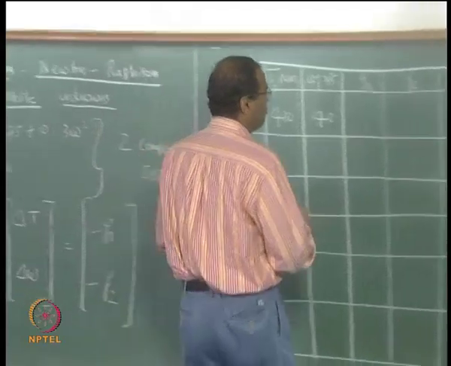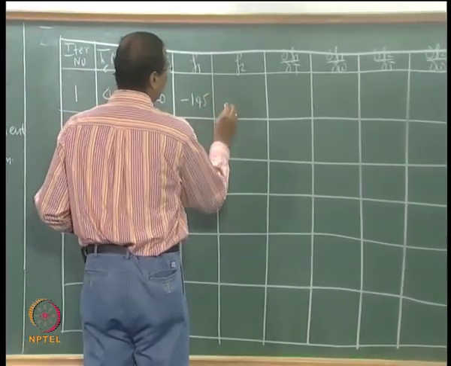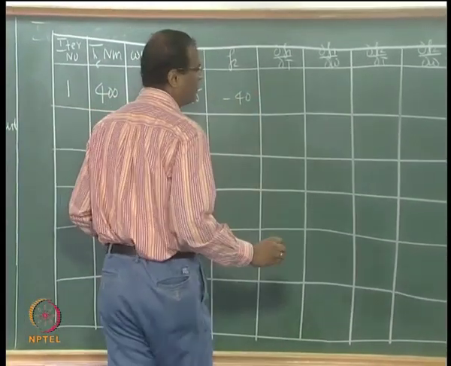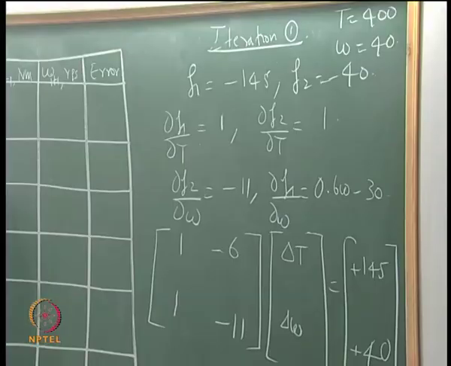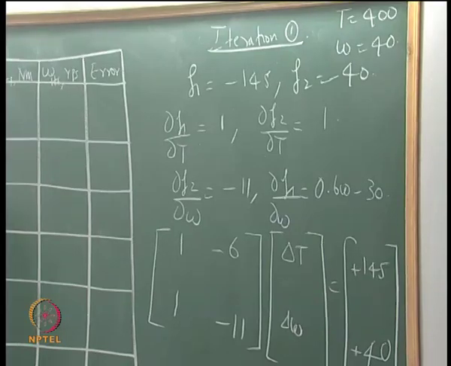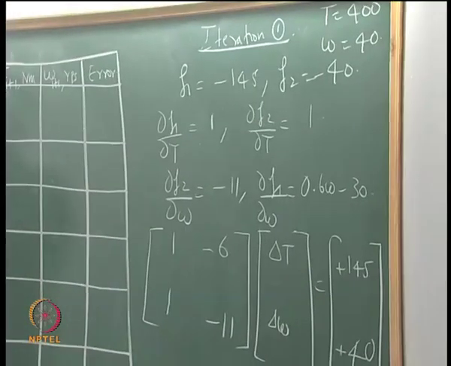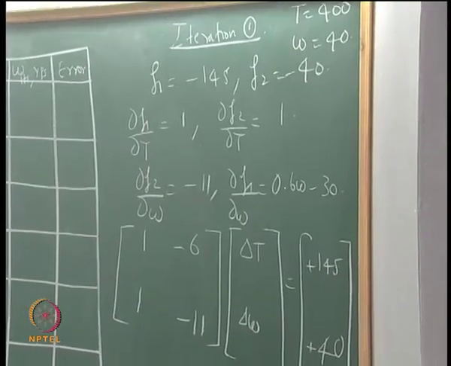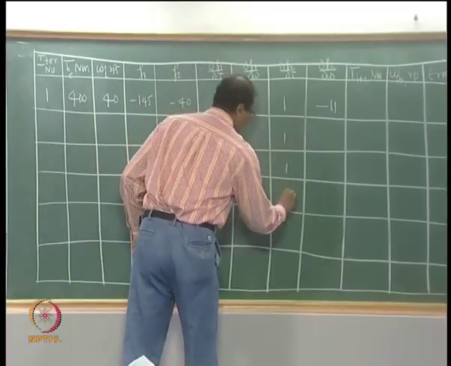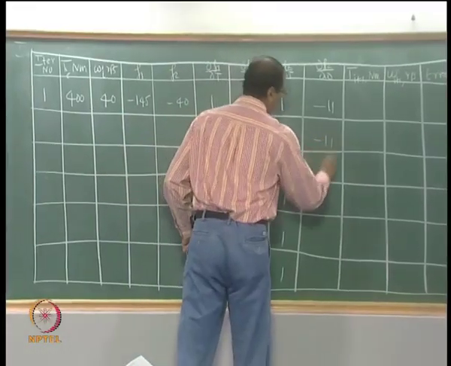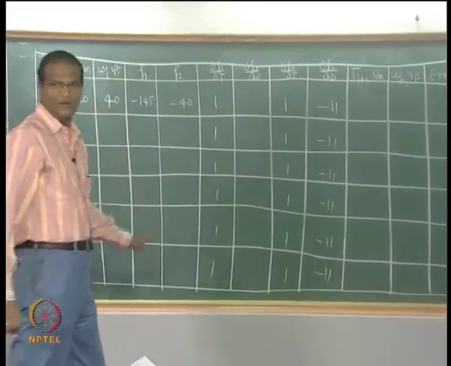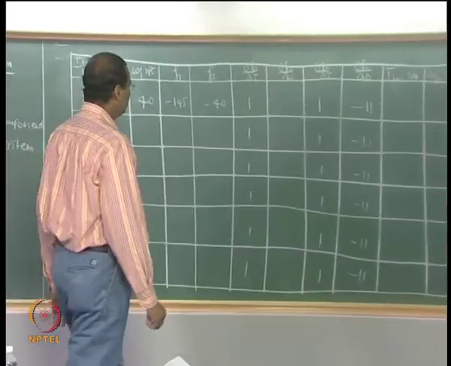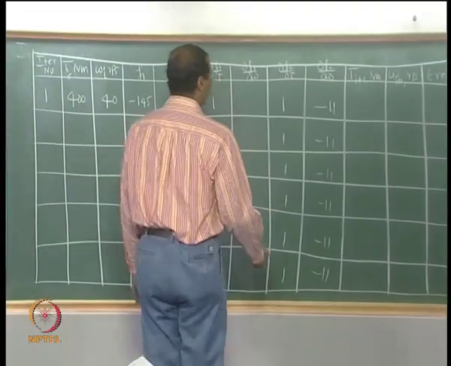Yeah, so F1 we can put minus 145, F2 minus 40, dou F1, dou F2 by dou T, correct? Dou F1 by dou omega, minus 6.